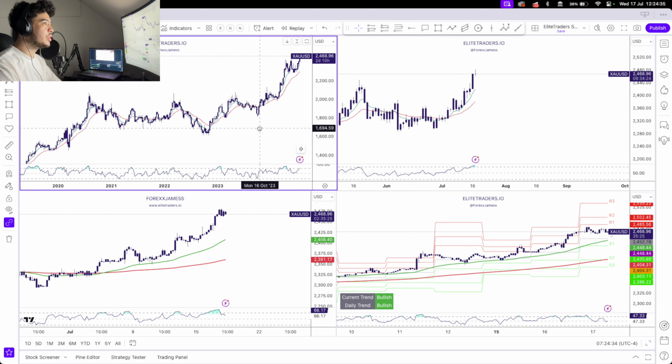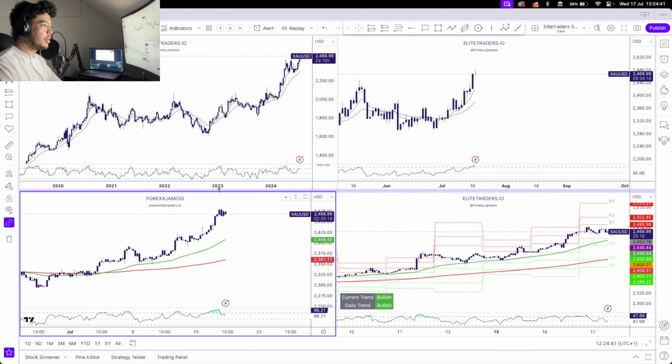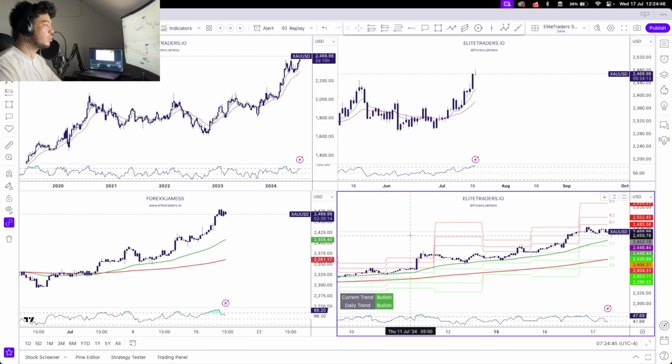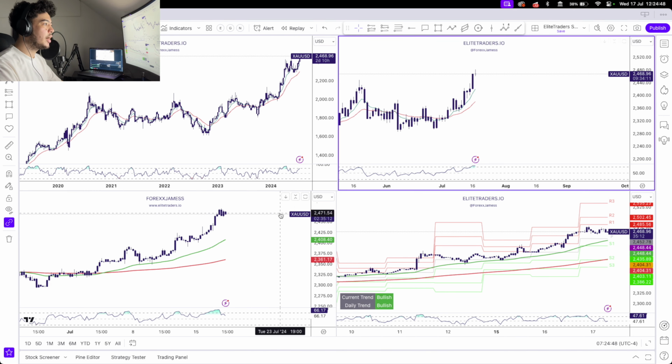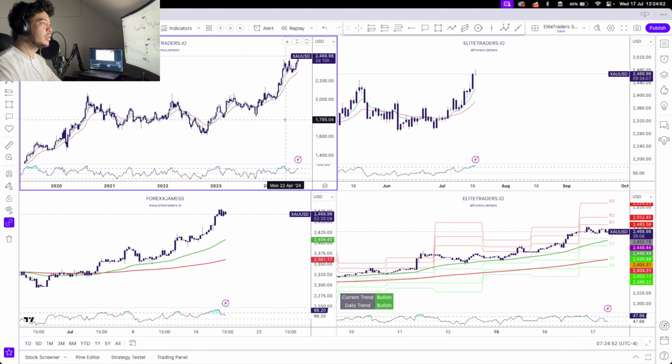In this video, you can see this chart here is the weekly time frame. The chart next to it is the daily. The chart here in the bottom left is the 4 hour, and the chart down here in the bottom right is the 1 hour. So you can see the time frames gradually get smaller and smaller, and the reason is because I use the time frames for different things.